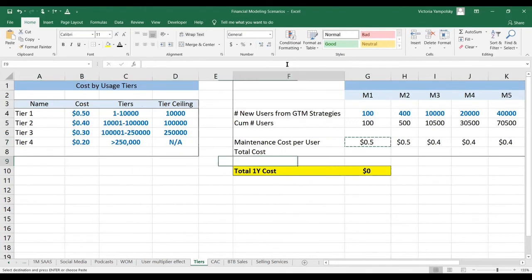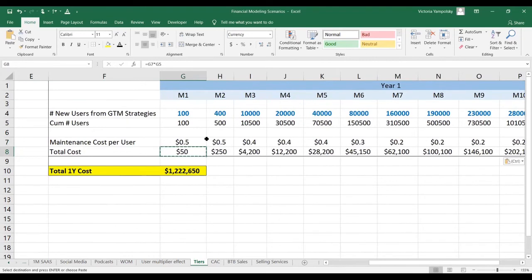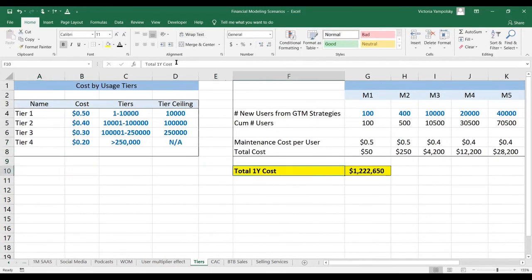The last step is to calculate the total cost, right? So this is per user, and then you multiply it by the number of users on the platform and you take it forward, right? So this will be the maintenance cost per user times the number of users. And so there you go. The 1 year cost is 1.2 million.